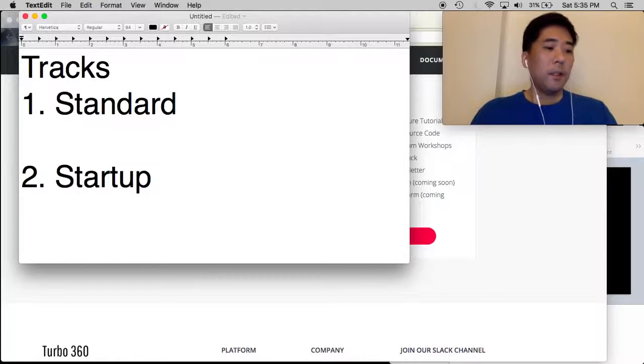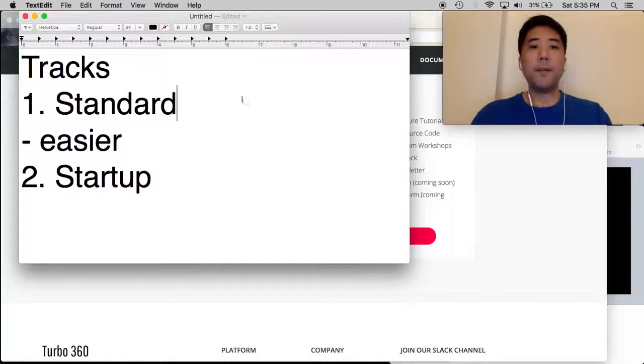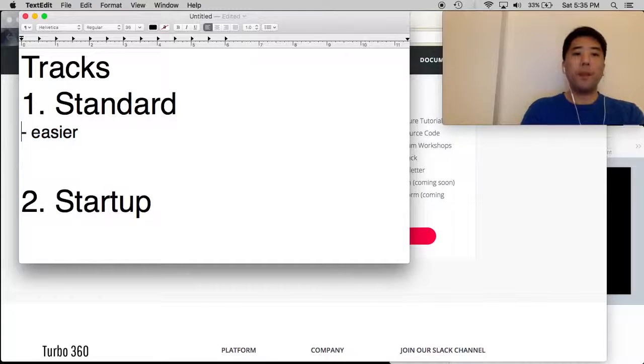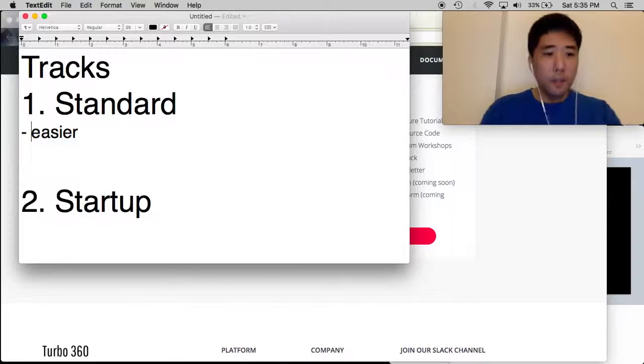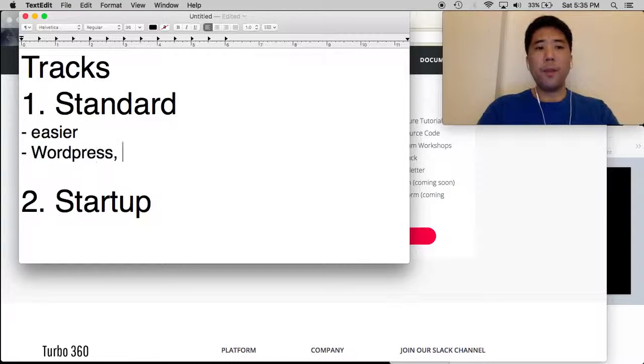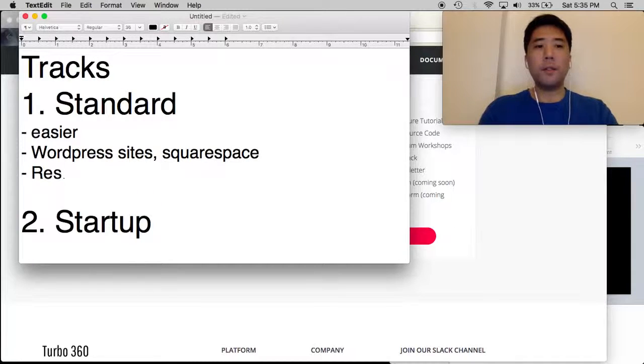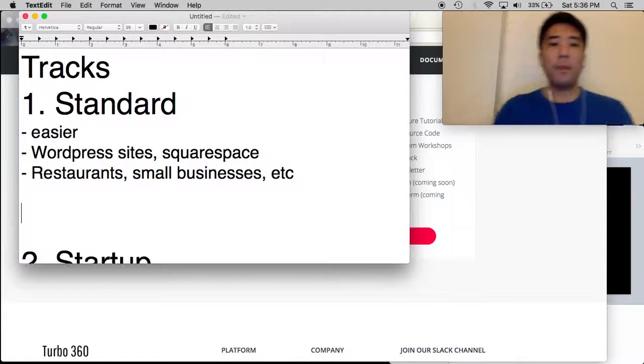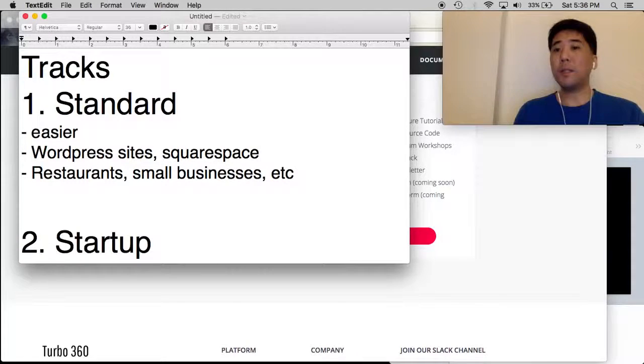So the standard track is certainly easier. There's no doubt about it. These are the typical WordPress sites. And again, all these notes will be in the actual materials on the websites. So WordPress sites, Squarespace, stuff like that. Mostly for restaurants, small businesses, etc. So again, it's what people typically think about when they think of a freelance engineer.